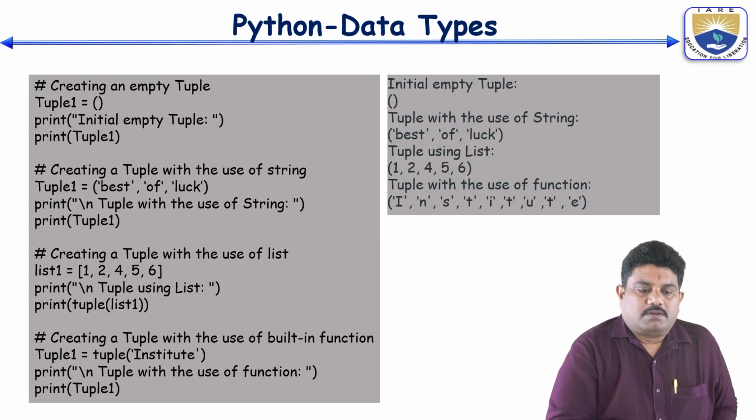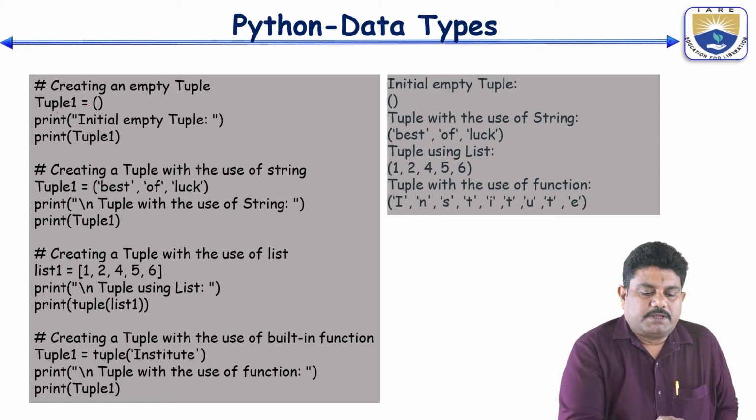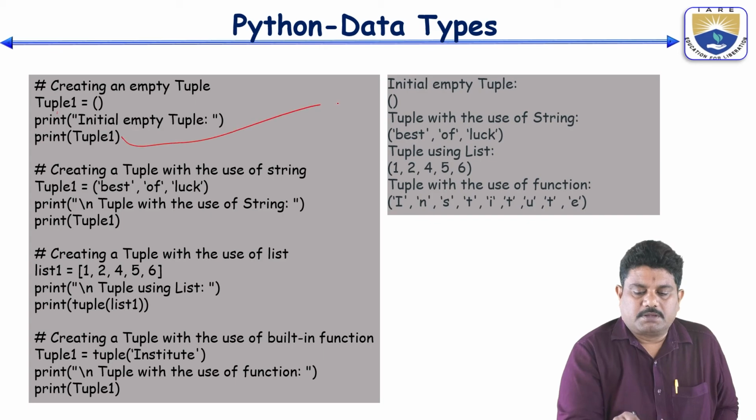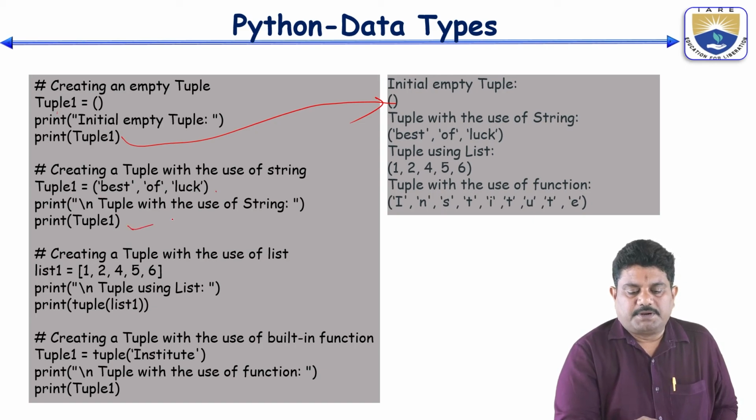See, this is the example for tuples. Tuple 1, an empty tuple is created here, and printing the empty tuple, print tuple 1. This is the output. Creating a tuple with the use of strings. So three strings are created as a tuple. While printing, this is how we can print. And creating a tuple with the use of a list, list 1 equal to 1, 2, 3, 4, 5, 6, and print tuple of list 1.